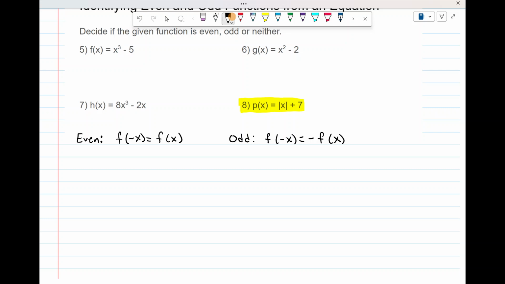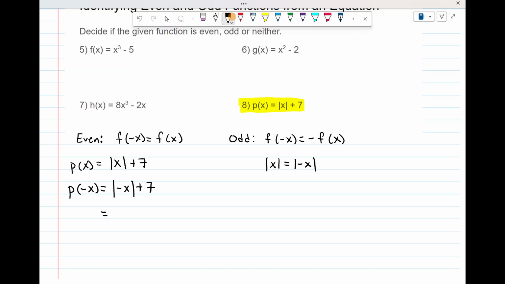Let's look at p of x. P of x is equal to the absolute value of x plus 7. Now you always start, no matter what, if you're trying to decide if it's even or odd, you always plug in negative x. And remember, the absolute value of negative x will be the same as the absolute value of x, right? No matter what x is, these are always equal.